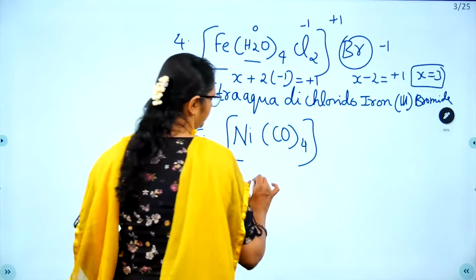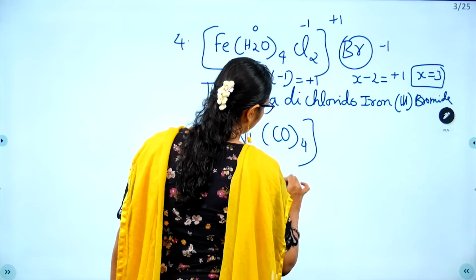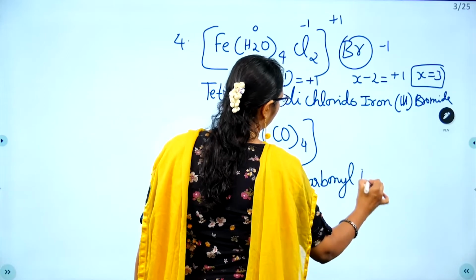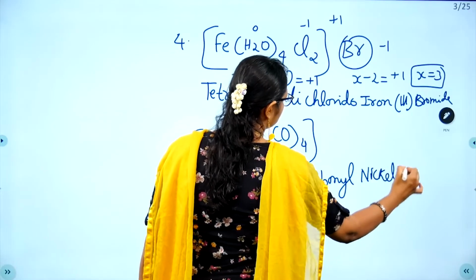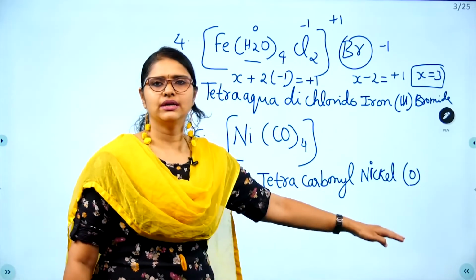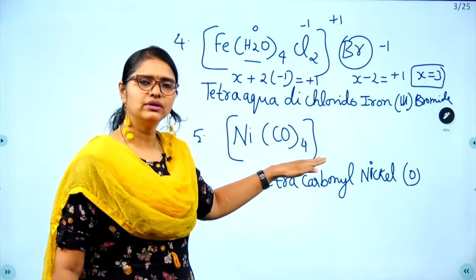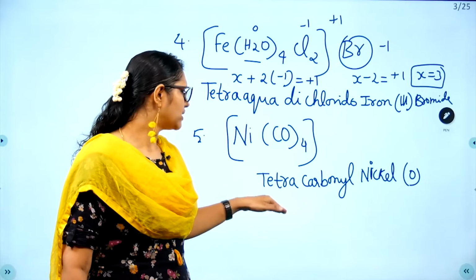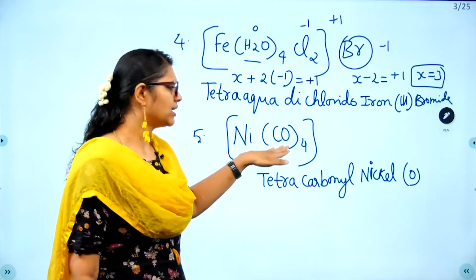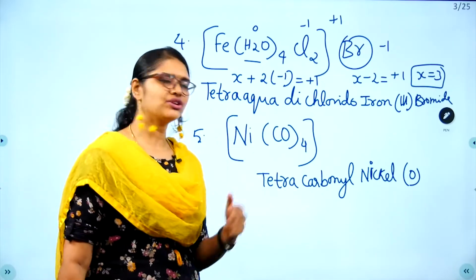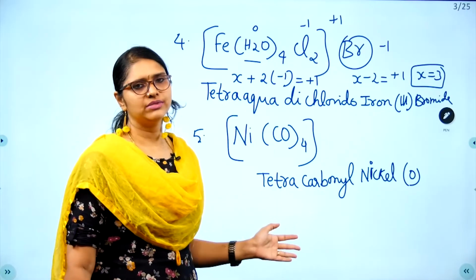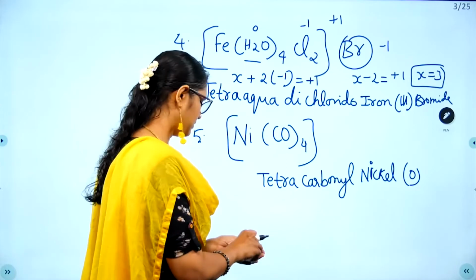So how will you name? Tetra carbonyl nickel 0. Okay, so you have like 4 neutral ligands. So tetra carbonyl nickel 0. Why 0? Because charge on the complex is 0 and it is a neutral ligand. So therefore total charge is 0. So tetra carbonyl nickel 0. Understood how to name this? Yes. Now we will go to another one.